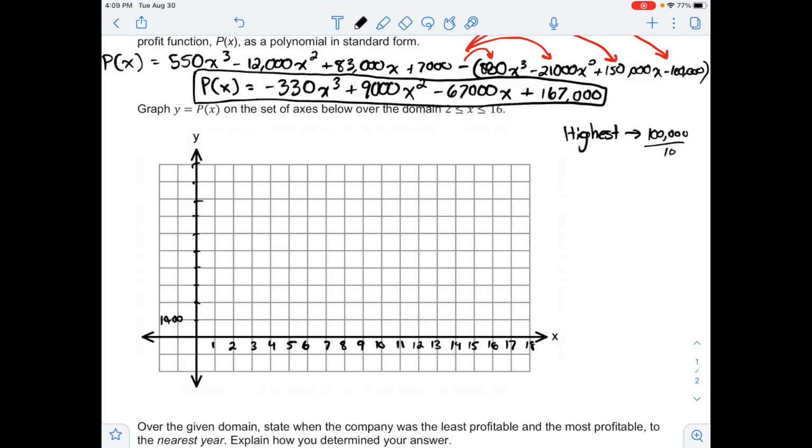So 10,000, 20,000, 30,000, 40, 50, 60, 70, 80, 90, and 100,000. All right, now that's the hardest part. Now it's just a matter of plotting the points.